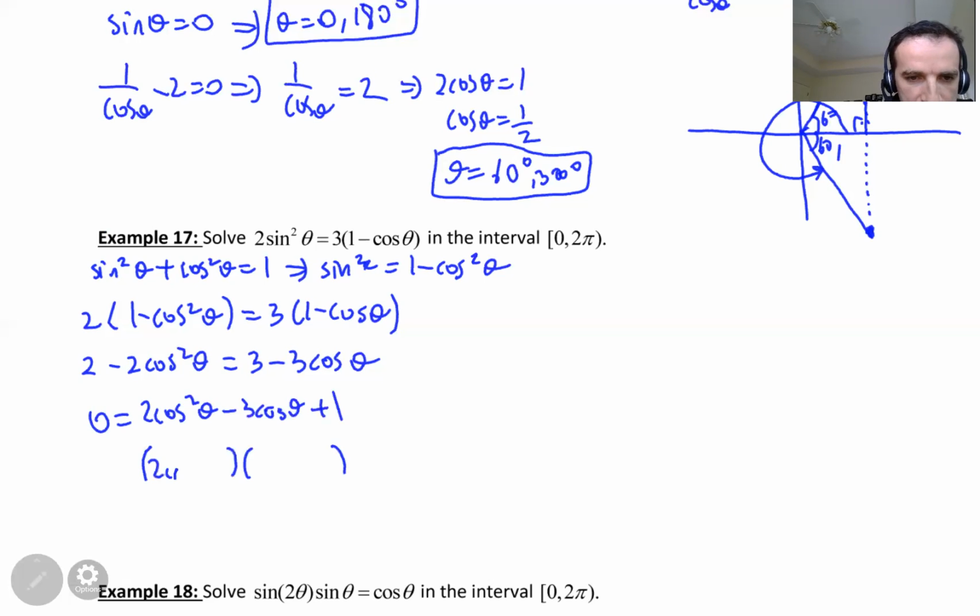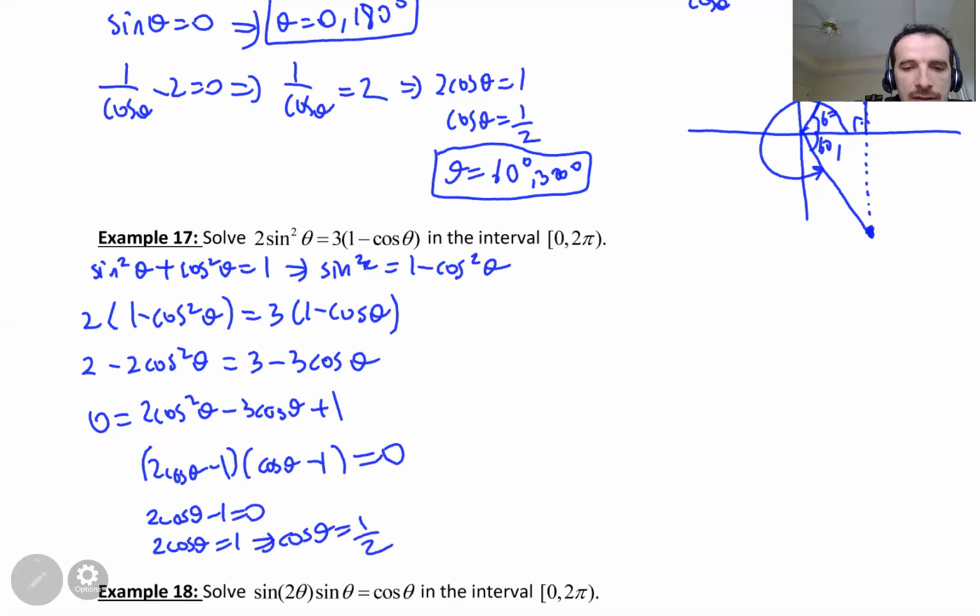2 cosine theta, cosine theta. And I can factor 1 as minus 1 and minus 1, right? And when you multiply everything out, it will be 2 cosine, another 1 cosine, minus cosine, so it will be minus 3 cosine, is equal to 0. So from there I get 2 cosine theta minus 1 is equal to 0. So 2 cosine theta is 1. Cosine theta is 1/2. Cool.